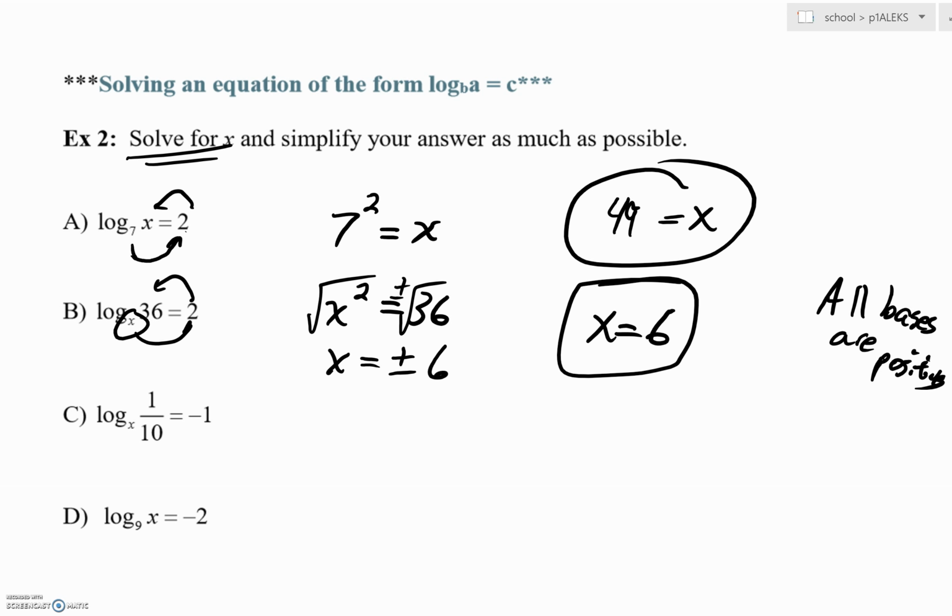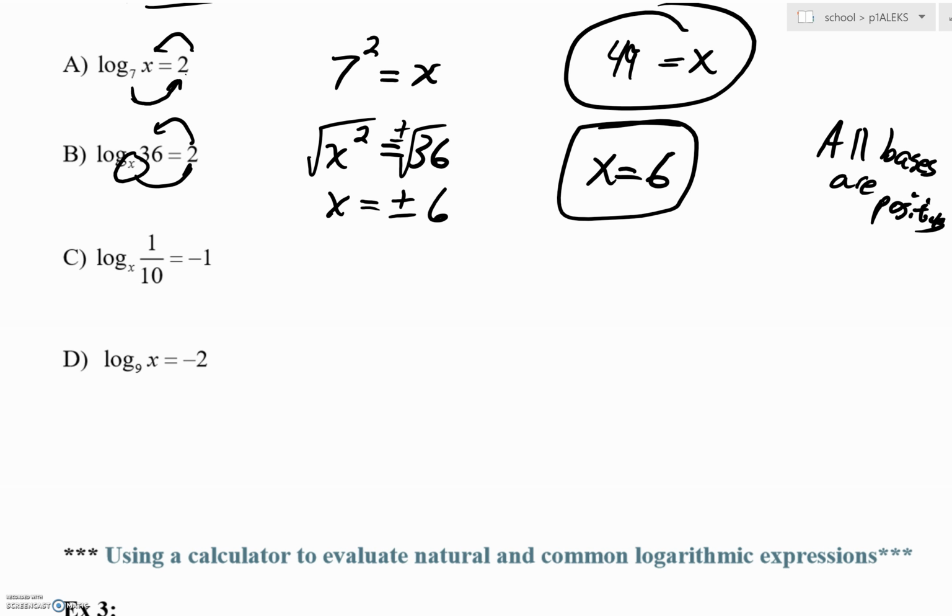Okay? Let's take a look at letter C. Help me with the log circle. What do we get? Look at that. How do I write it? X to the negative 1 power would equal 1/10.